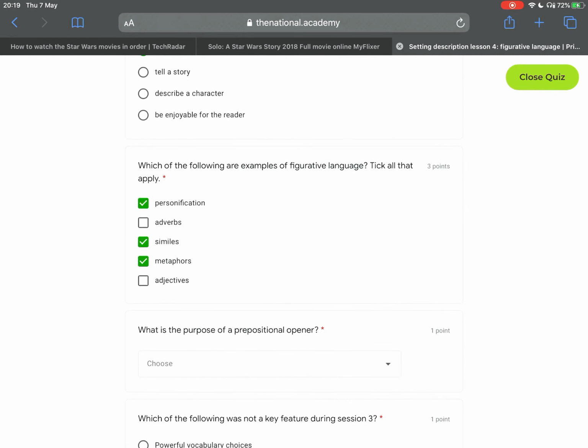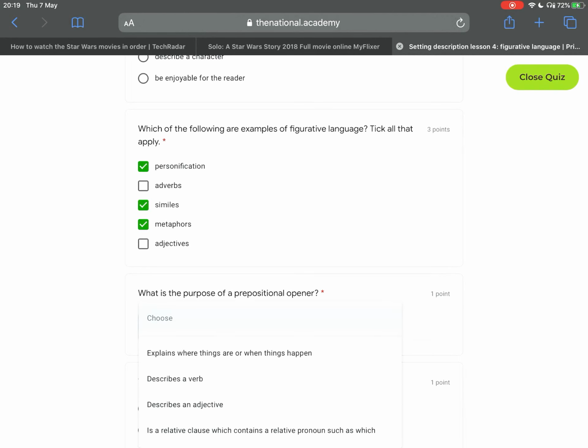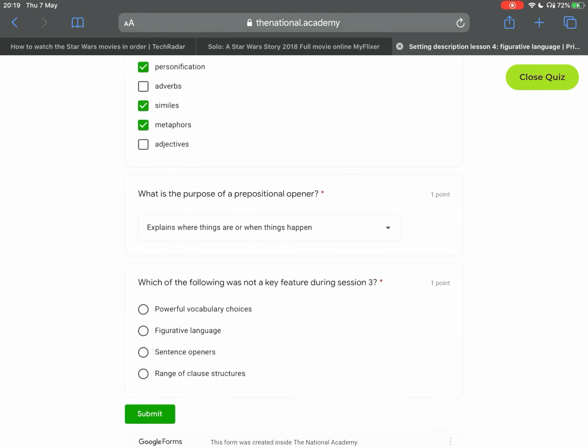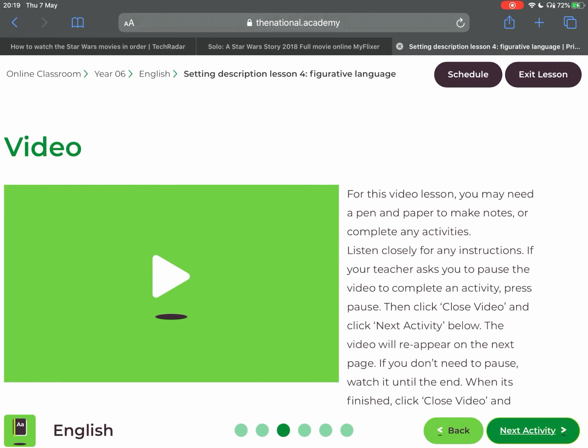What is the purpose of a prepositional opener? That would be explain where things are or when things happen. Which of the following was not a key feature during session 3? That would be sentence openers, I think. Yeah. So after that, you have your video with Mr.